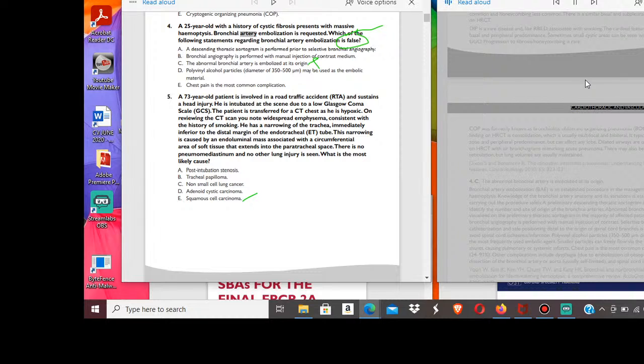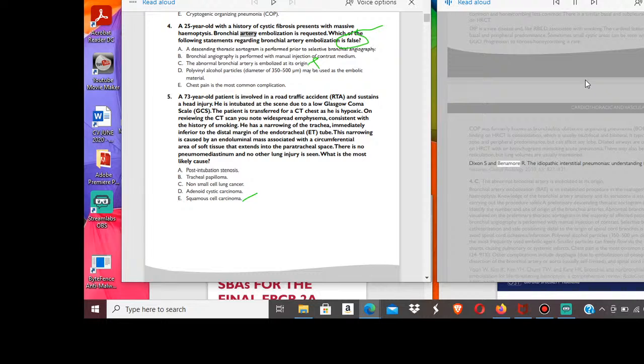Cardiothoracic and vascular answers 25. COP was formerly known as bronchiolitis obliterans organizing pneumonia, BOOP. The main finding on HRCT is consolidation, which is usually multifocal and bilateral. It typically has a lower zone and peripheral predominance, but can affect any lobe. Dilated airways are often seen on HRCT with air bronchograms mimicking acute pneumonia. There may also be GGO and reticulation, but lung volumes are usually maintained.